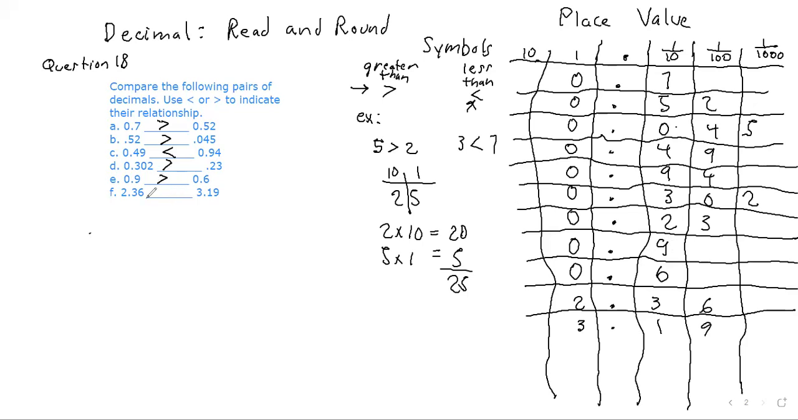And finally, we have 2.36 and 3.19. We're going to look at the largest place value here, which is in the ones column. And we see that 3 is definitely larger than 2. So that means that 2.36 is less than 3.19. So these are the answers for question number 18.